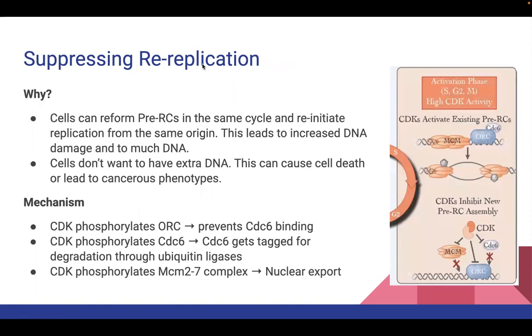So then there needs to be suppression of re-replication, and the reason for this is because cells can reform the pre-RCs in the same cell cycle, which leads to reinitiation of replication from the same origin. And this would lead to increased DNA damage and would just cause too much DNA in the cell. And cells don't want to have this extra DNA as it would cause cell death or lead to a cancerous phenotype. And this suppression happens by CDK.